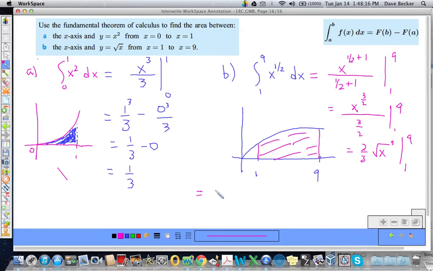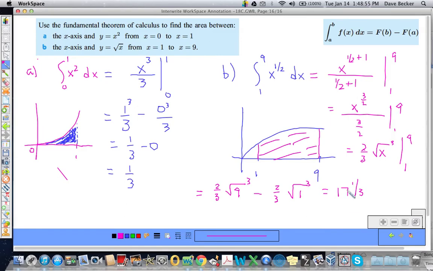So that equals 2/3 times the square root of 9 cubed, minus, just using the fundamental theorem of calculus, antiderivative of b minus antiderivative of a, 2/3 times the square root of 1 cubed. And without doing all that arithmetic, I'm going to tell you that that is equal to 17 1/3 units squared.